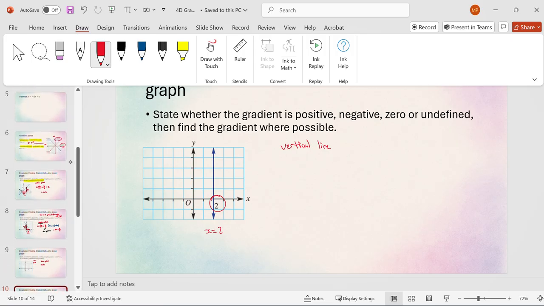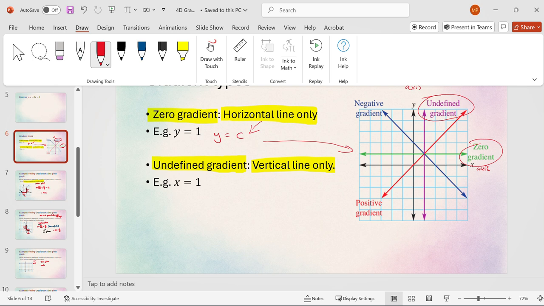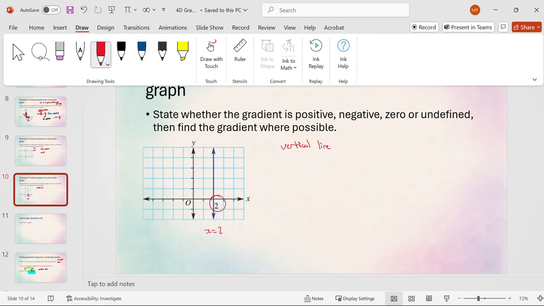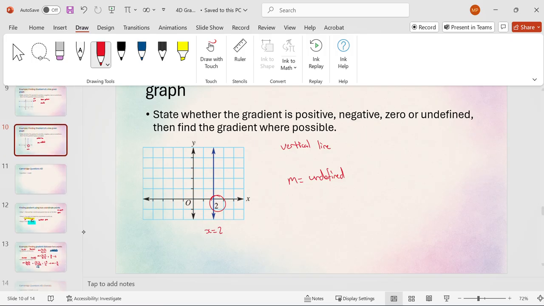Now, let's just go back to earlier. What did we say vertical lines' gradients were? They are undefined. Okay? They are undefined. So we are just going to say m equals undefined. And you are done. Literally. Now, if you really want me to get into why the vertical line is undefined or why the horizontal line is a zero gradient, I can talk to you in private and then we'll just go through it.